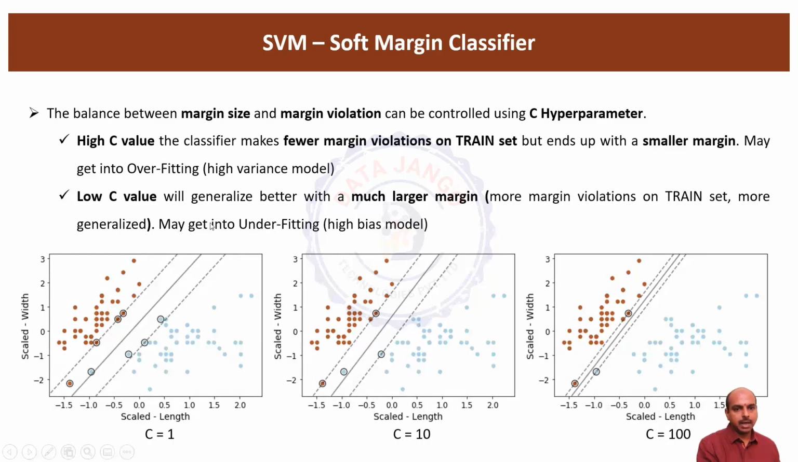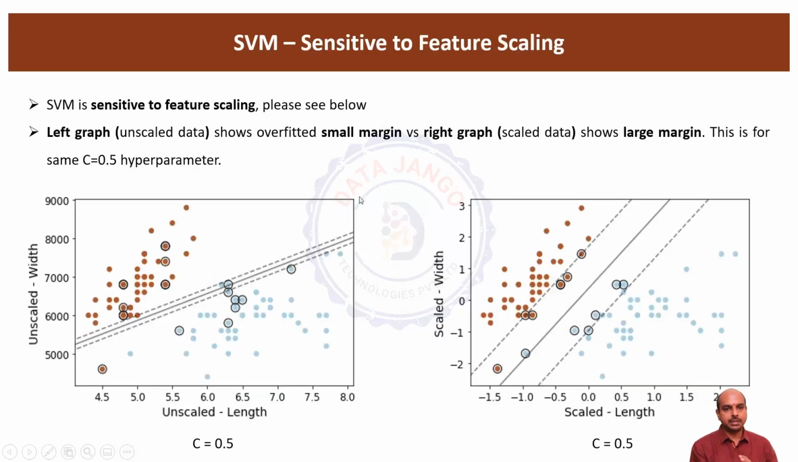If the C value is small, the margin becomes large, and you may get an underfitted model also. When the margin becomes too large and margin violations become too big, the model may not work well on the train set itself. That is not good. So you need to play with the C hyperparameter and find the best C where exactly the model fits.